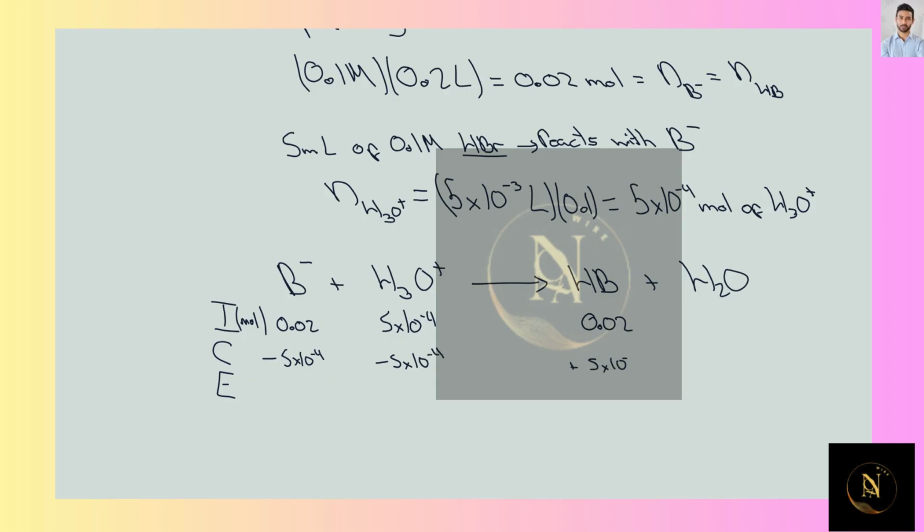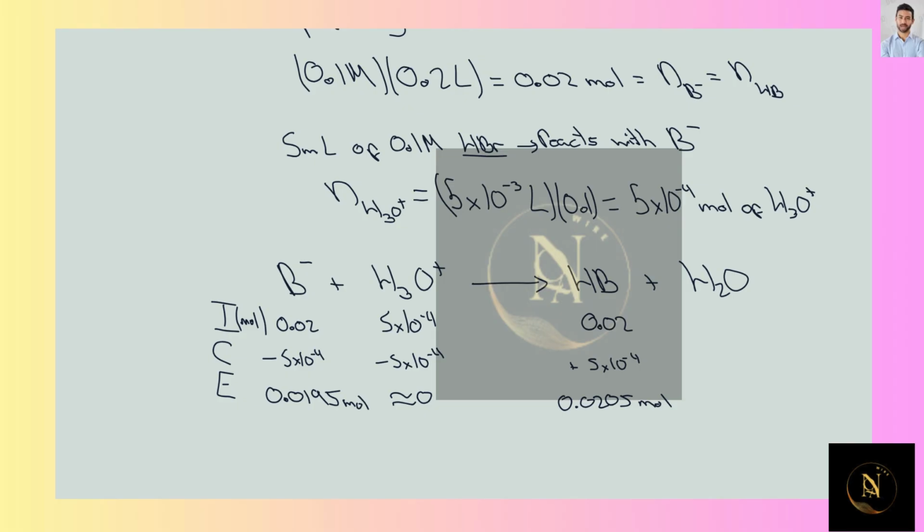And the amount of change is going to be equal to the amount of moles of the acid that is going to react. So for B minus, this is going to be 0.02 minus 5 times 10 to the minus 4, which is 0.0195. Here I'm going to have something close to 0. And of HB, 0.02 plus 5 times 10 to the minus 4, so 0.0205. And recall that both of these are moles.